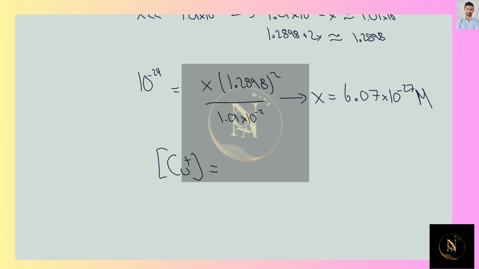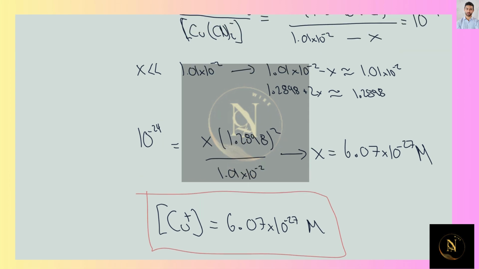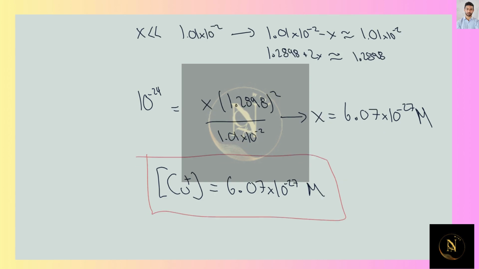If you plug in this full equation into any software that solves for x, you're going to find that the result is going to be exactly the same, and also our approximation is valid because indeed x is much, much smaller than 1.01 times 10 to the minus 2.